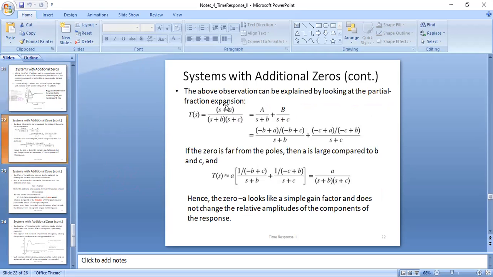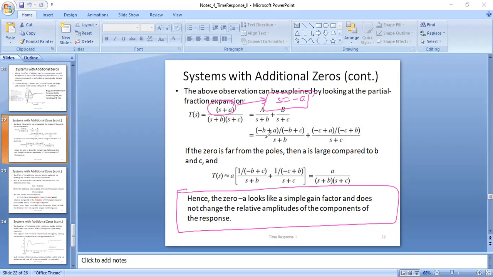Now here we have added one. This is your second order system, and we have added s plus a. So when we solve this, you see that when you add a zero, your zero location is s equal to minus a. So whenever you add zeros in your second order system, what happens? It does not change the relative amplitude. It only looks like a simple gain factor. You got a here.